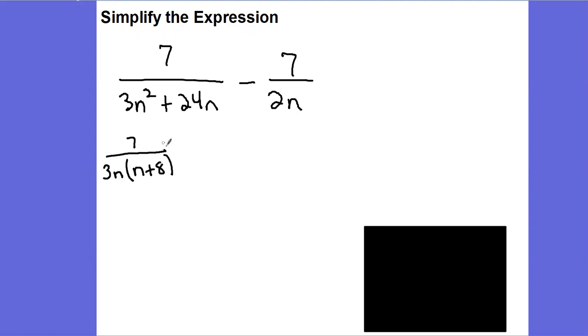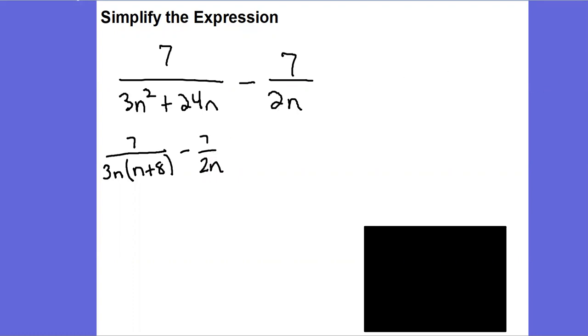And anytime you do this, if you're ever unsure of yourself, just do a quick check with the distributive property. 3n times n is 3n squared. That matches up. 3n times positive 8 is 24n. I think I have a good answer here. And this fraction over here, 2n is factored. You can't do anything with that.